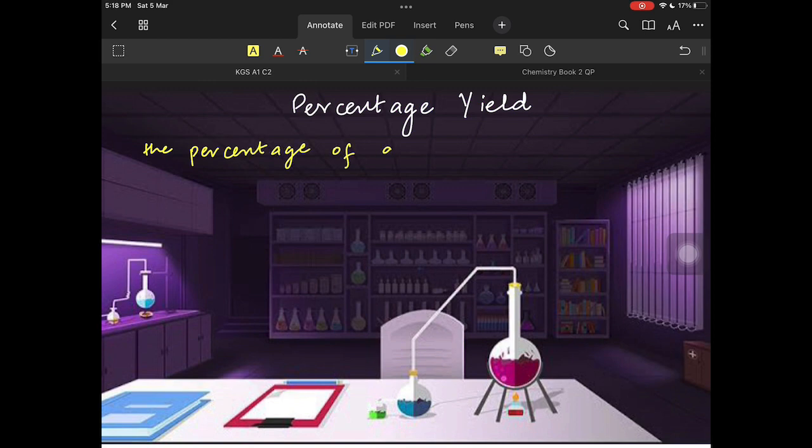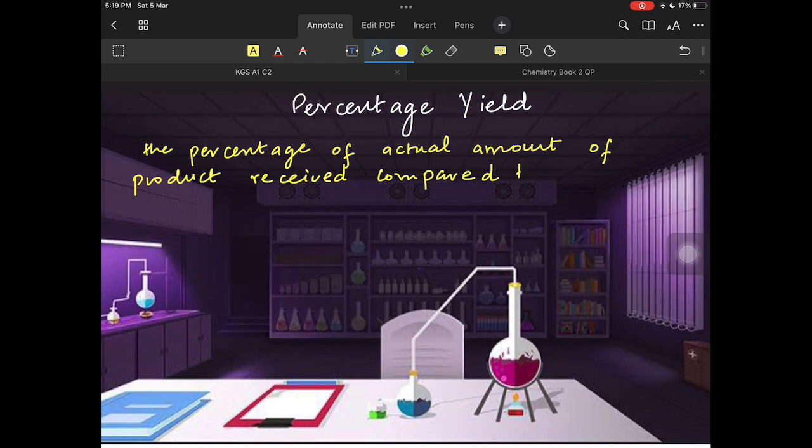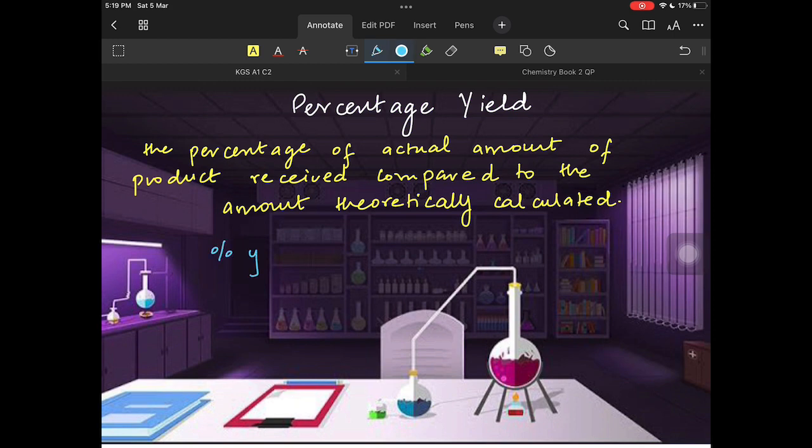It's actually the percentage of the actual amount of the product received, obviously after the reaction, compared to the amount theoretically calculated. So you can perform some theoretical calculations and find one amount, but the actual amount is going to be different from that. So it is actually a ratio of the actual yield, the one that you receive after the reaction, divided by the theoretical one. The theoretical one is going to be the one that you calculate, times 100.